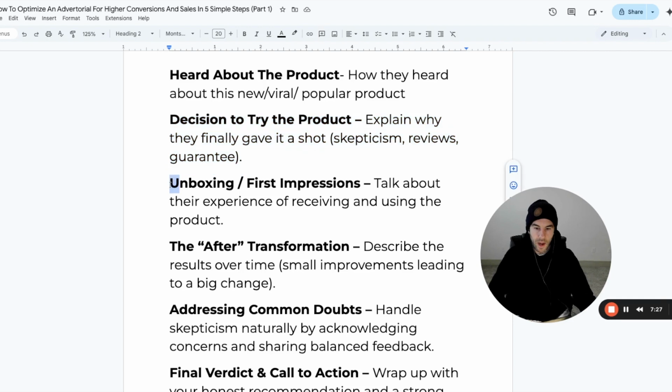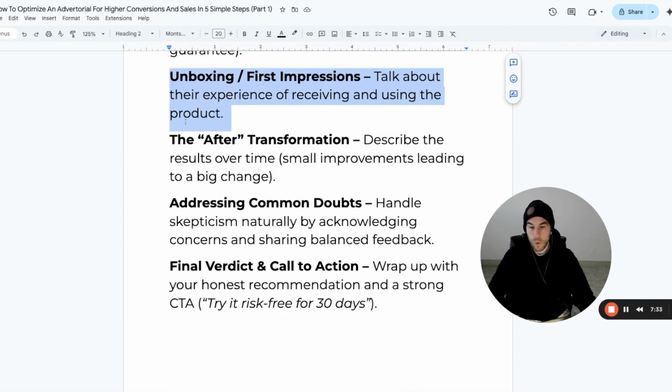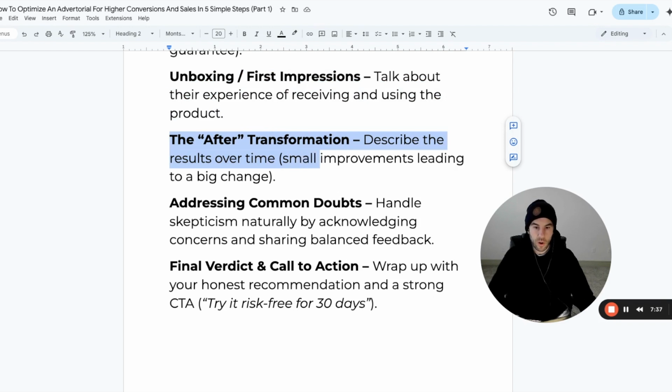So then we're going to have our unboxing or first impressions. We're just going to talk about their experience of receiving and using the product. We're going to have the after transformation, to describe the results over time, small improvements leading to a big change. It doesn't need to be so slow, but at the same time, like I mentioned for the other advertorial, if you just show people having a transformation literally overnight, everybody's going to smell bullshit. So you want to make it a realistic transformation, but make the results good.